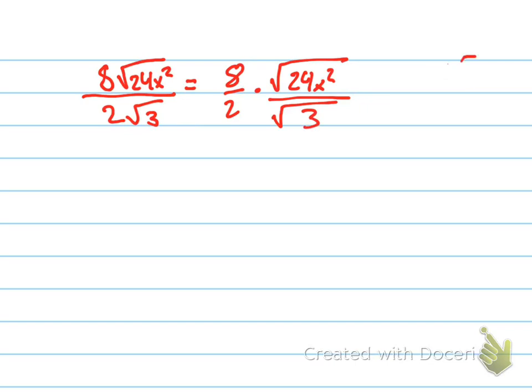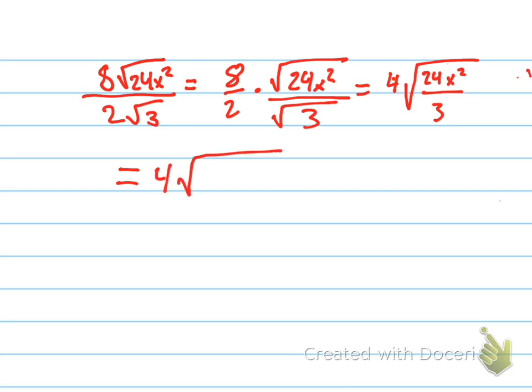All right. We know this is equal to 8 divided by 2, which is 4. And then we're just going to combine this next part, 24x squared over 3. All right. We're going to continue over here. 24 over 3 is 8. So we end up with the following: 8x squared.